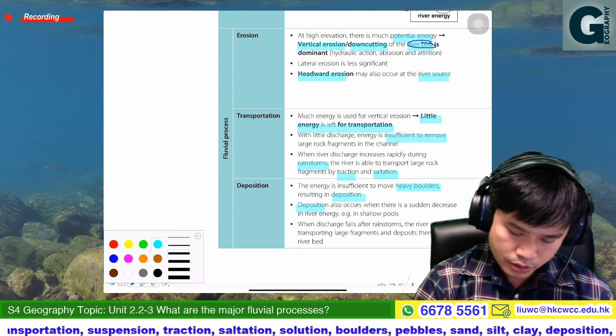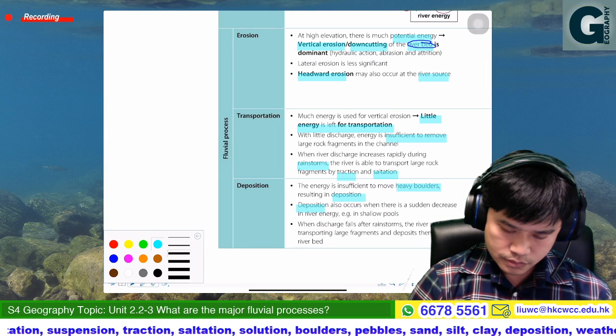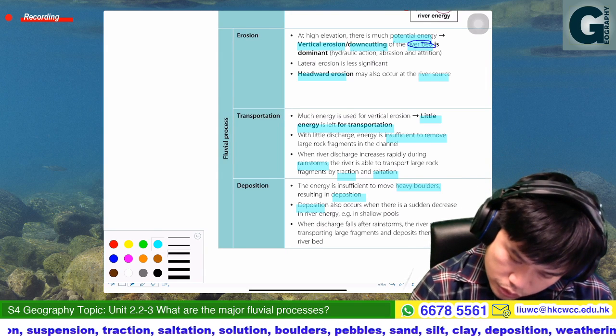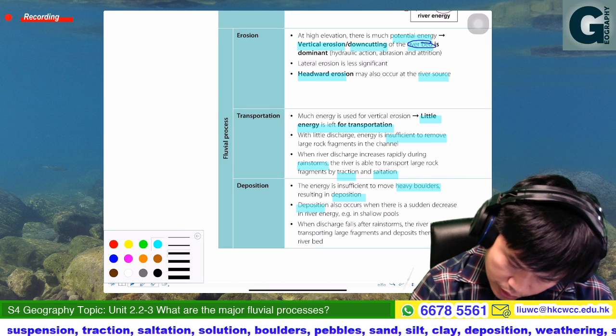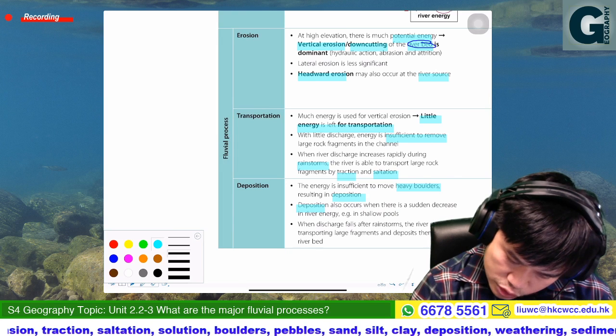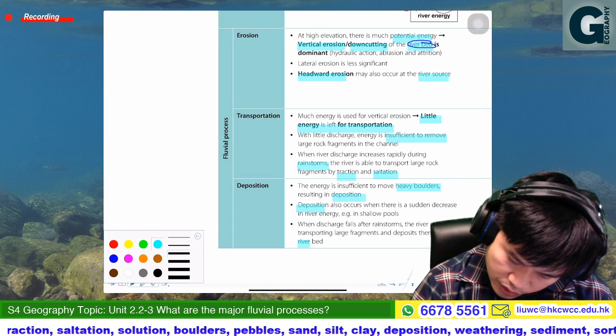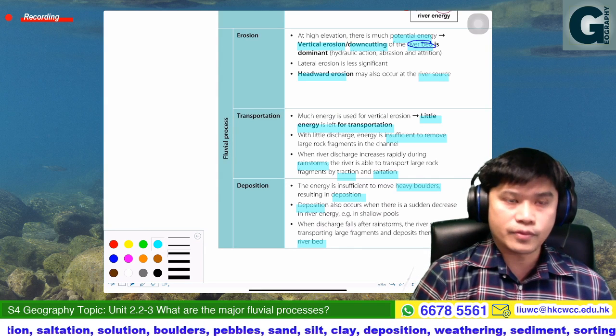Deposition may occur in the upper course. So you may have a look here. When the discharge falls after a rainstorm, the river stops transporting large fragments and deposits them on the riverbed.